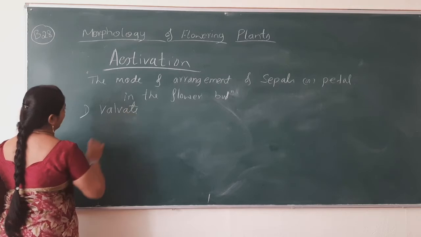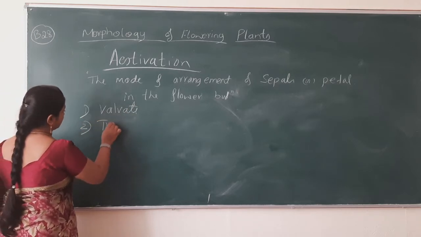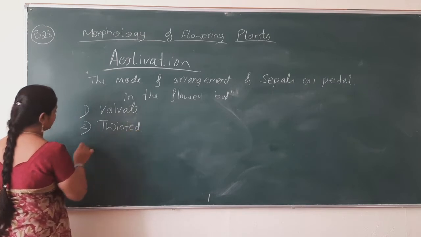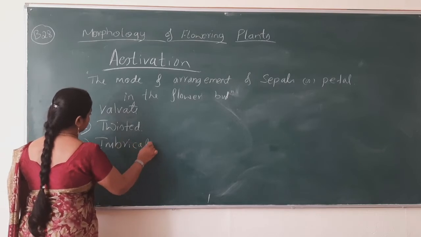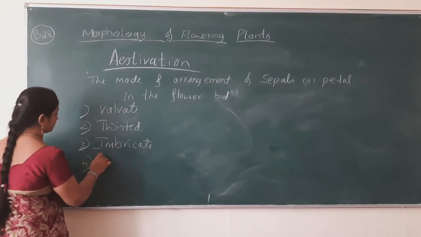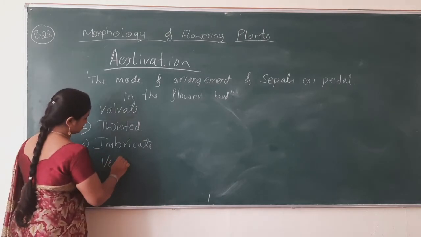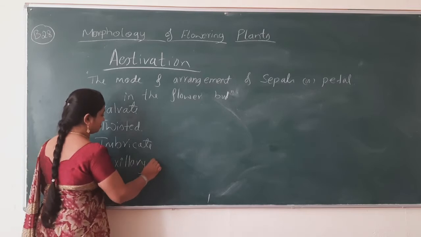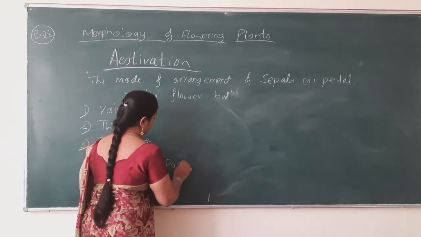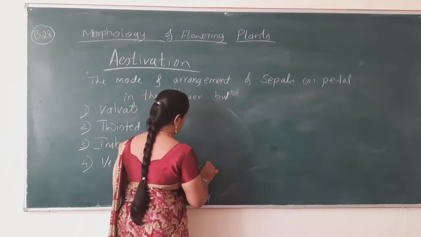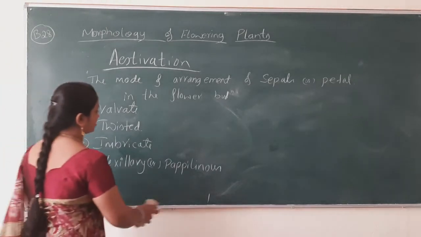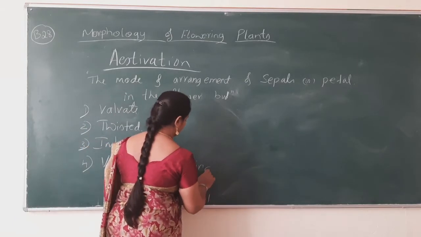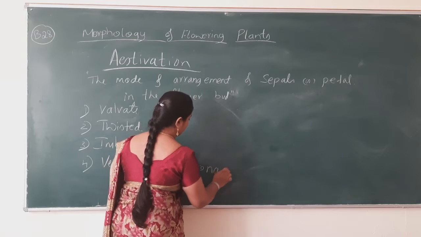First type is valvate estivation. Second type is twisted estivation. Third type is imbricate estivation. And fourth is vexillary or papilionaceous type of estivation. Papilionaceous, make it correct.